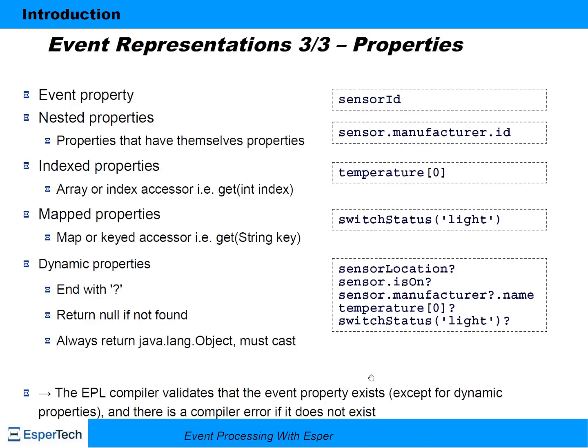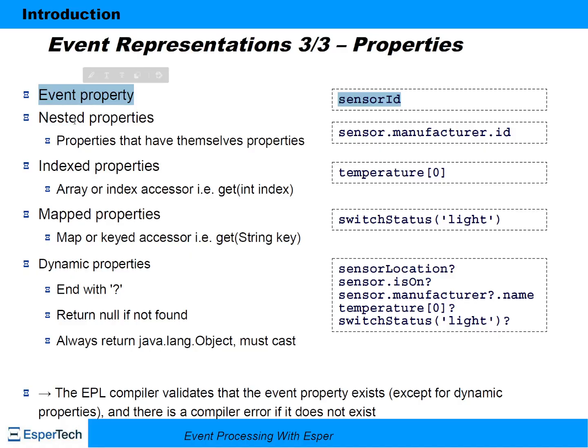Event properties contain information about the event. Event properties may themselves have nested information, or repetitive information, or information that is kept in a map. This slide assumes there is a sensor event that has event properties like a sensor identifier, manufacturer, temperature and switch status. You can specify the event property name in an expression. This returns the event property value for that name. For example, sensor ID, to return the value of the sensor identifier.